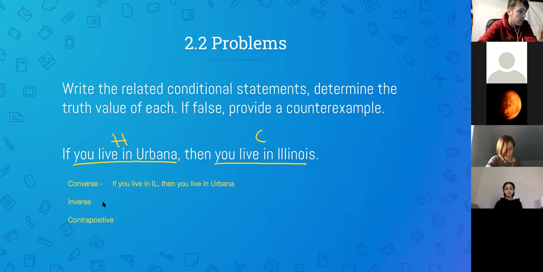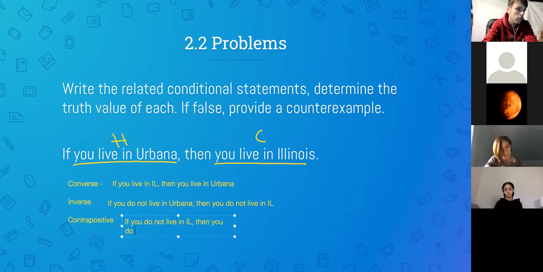The inverse, we keep the order the same as the original, we just negate them. So we say if you do not live in Urbana, then you do not live in Illinois. And then for the final one, we have to do both of these two things. We have to switch the order and negate. So if you do not live in Illinois, then you do not live in Urbana.